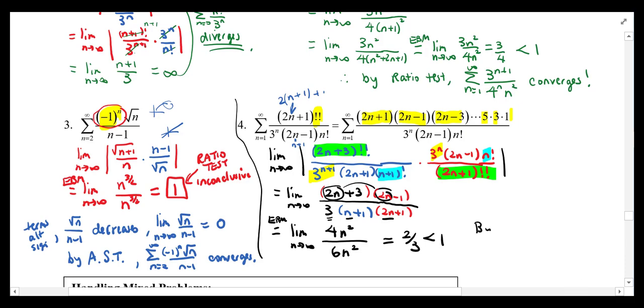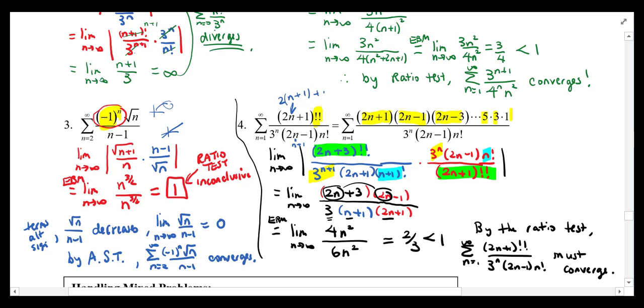So, by the ratio test, the sum of n equals 1 to infinity of this (2n plus 1) double factorial all over 3 to the power n times (2n minus 1) times n factorial must converge. All right? That, my friends, are the tests for convergence and divergence.